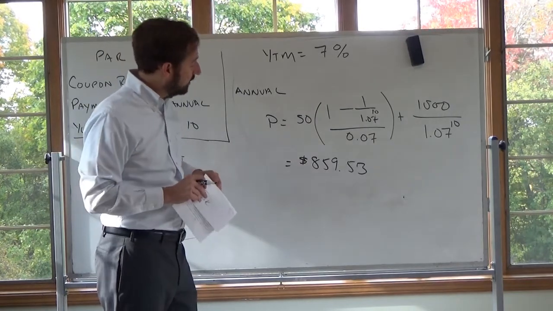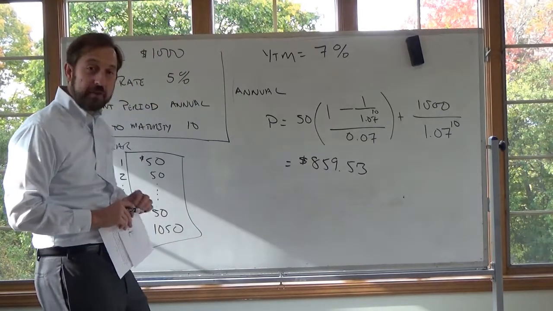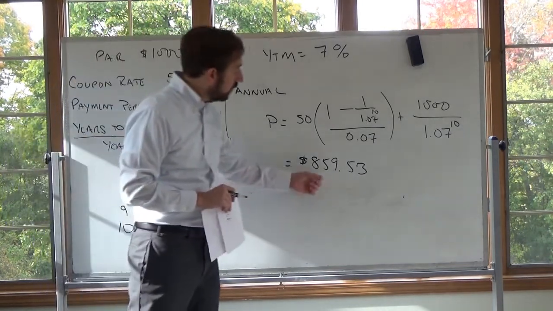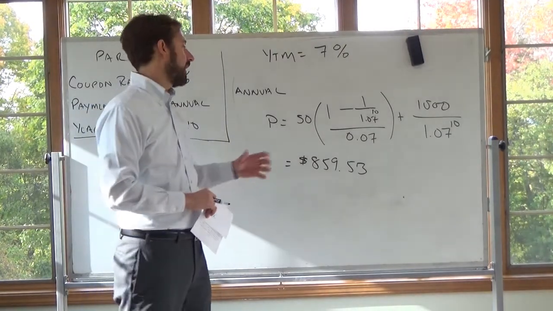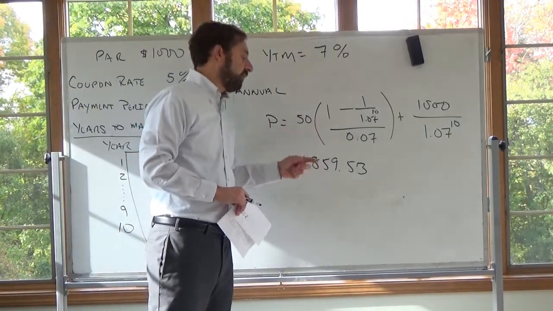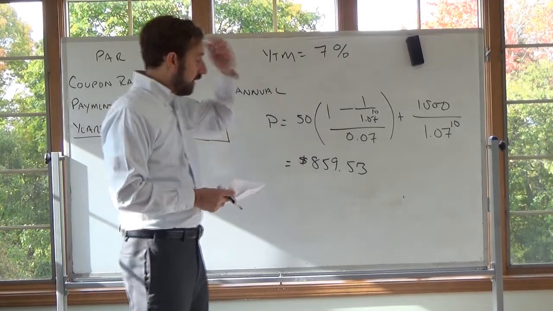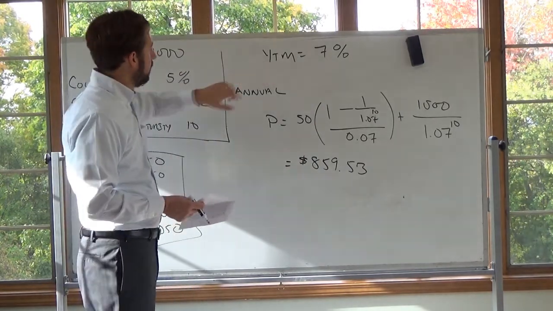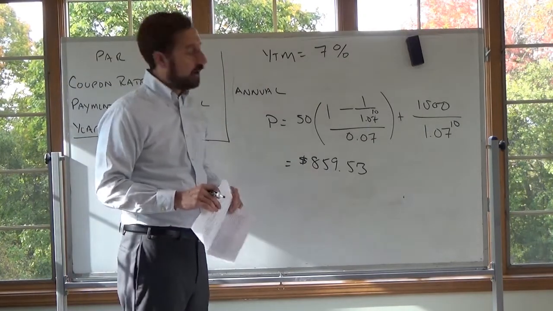And then what also happens is you bought it for 859, and in 10 years you're going to receive the $1,000 par value back, so you're going to get roughly $140 in capital gains. So when you take into account the higher rate and then the capital gains, the bond will earn 7%. But knowing that the yield to maturity is greater than the coupon rate, I know this will be less than 1,000.